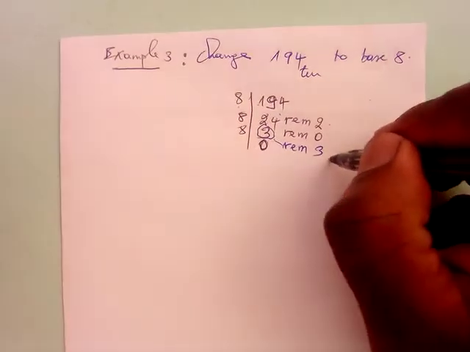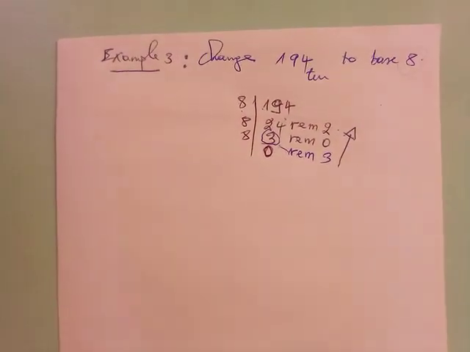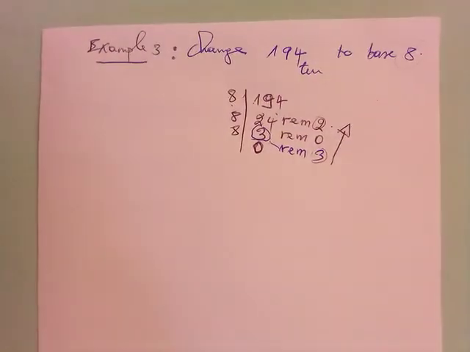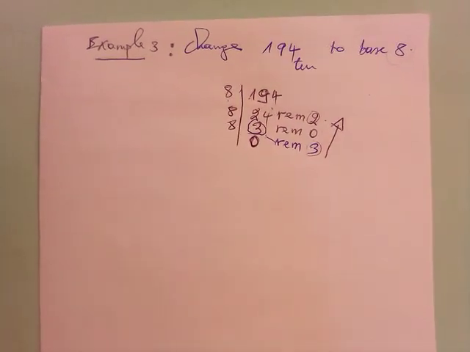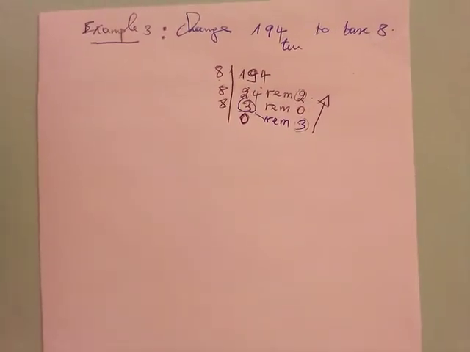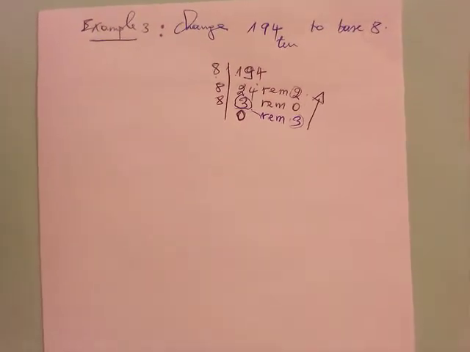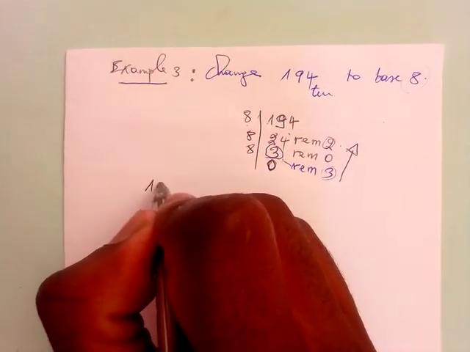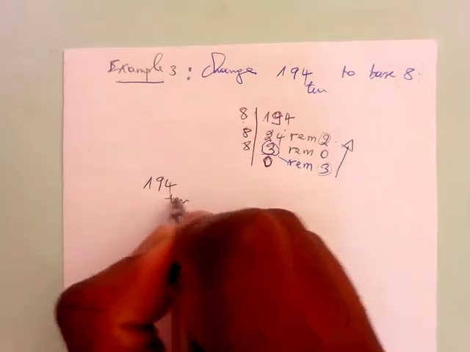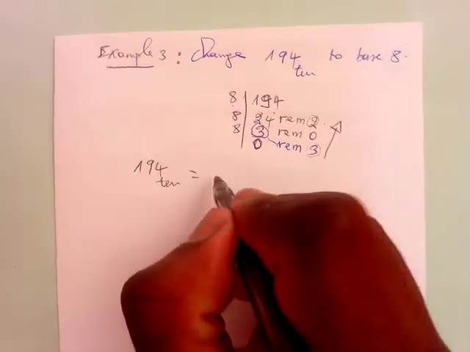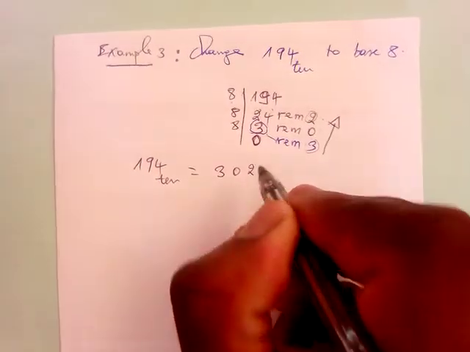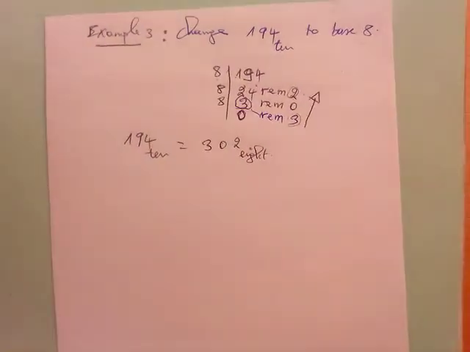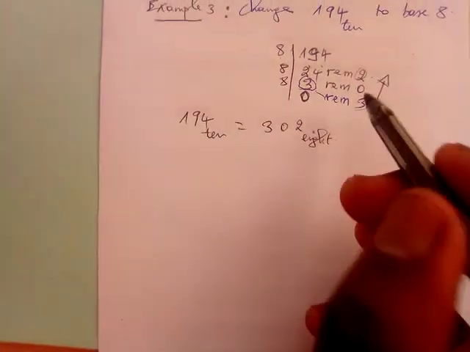It means to write our solution, we will write from 3 up to 2. We write our solution from the last remainder to the first remainder. So 194 in base 10 is equal to 302 in base 8. This is our new base number.